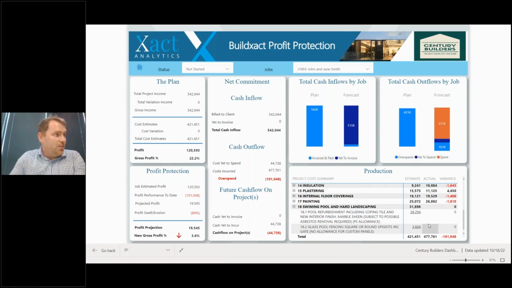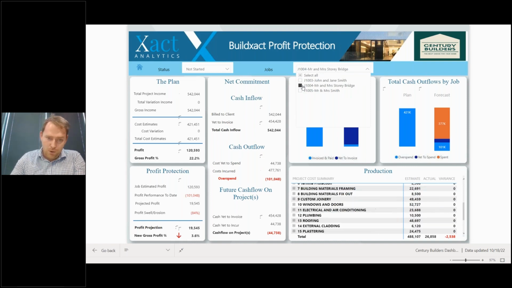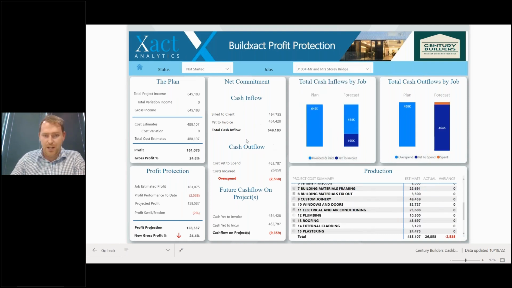Now, even if you aren't using Build Xact, you can do this with Builder Trend or Jobman or Procore. The theory is exactly the same, just the journey there's a little bit different, I guess. And you can do this by one job, all jobs, some jobs. So this one here, for example, is just kicking off. They build 194, they spend 26, but it's already cooking. So you want to try and keep that under the microscope.